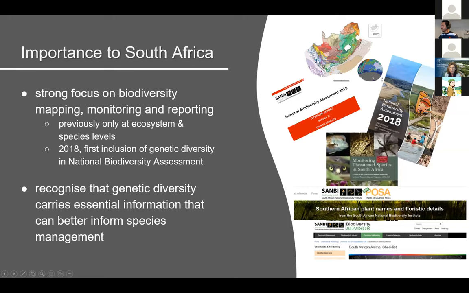South Africa has a strong focus on biodiversity mapping, monitoring, and reporting. Previously, this was mainly focused on ecosystems and species levels. However, the country does recognize that genetic diversity carries essential information that can better inform species management. In 2018, genetic diversity got its first platform on the National Biodiversity Assessment, and we would like to carry this forward in the years to come.